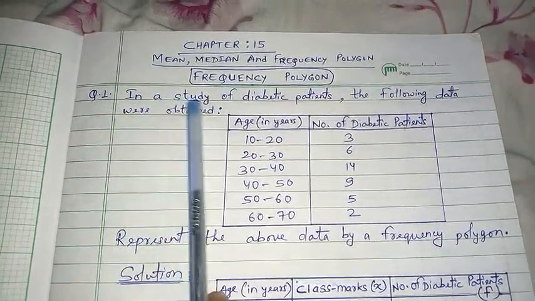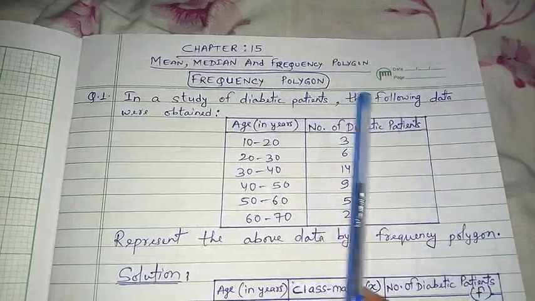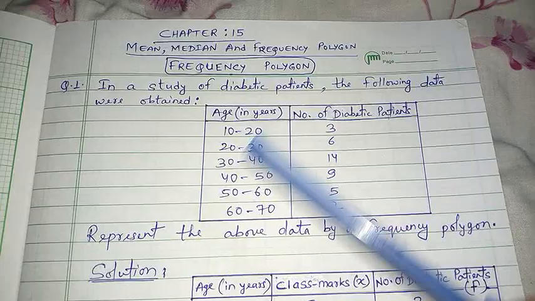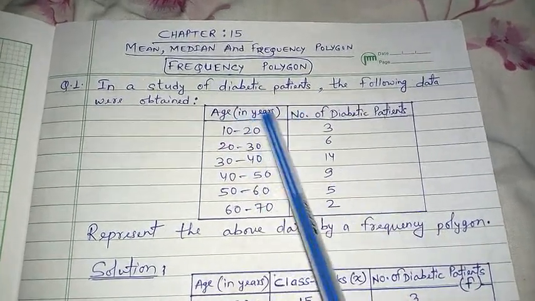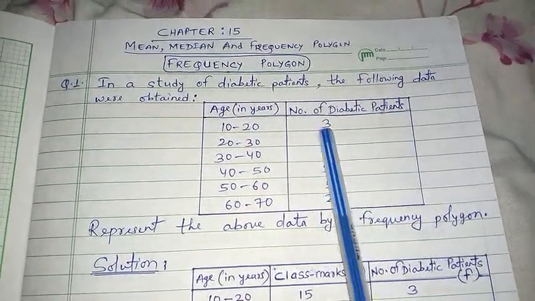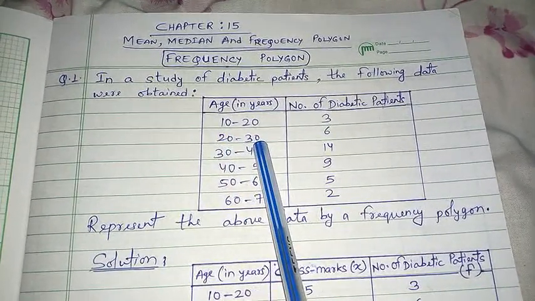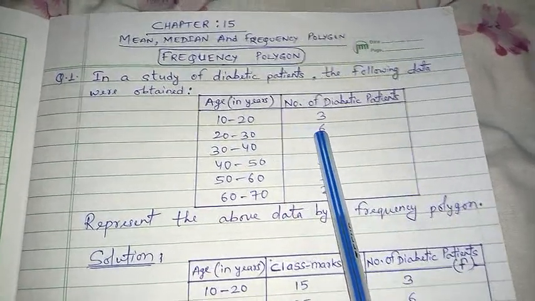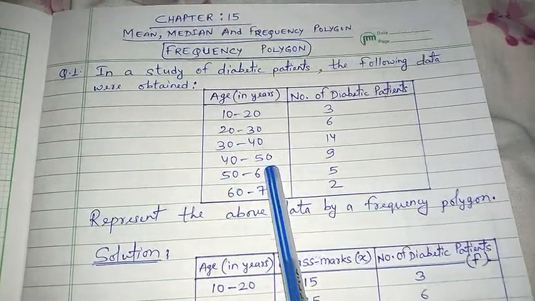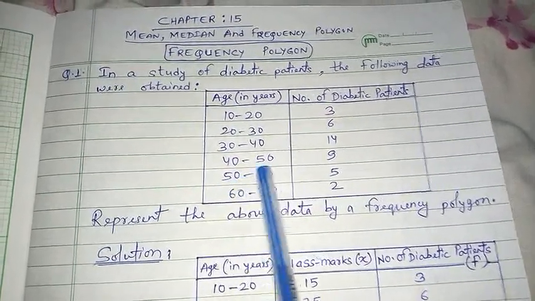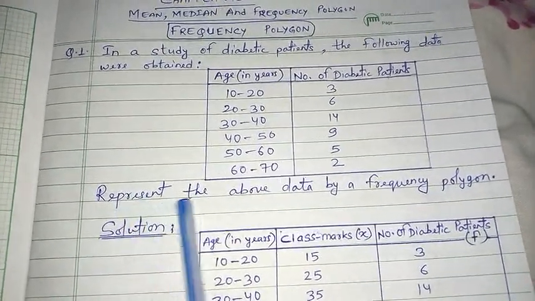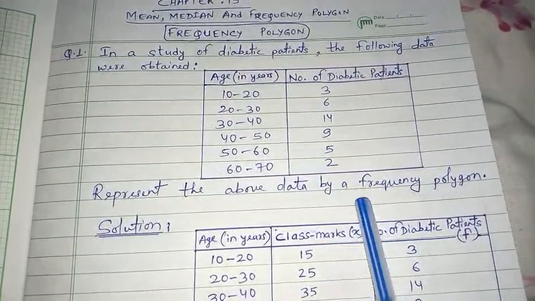Question number 1. In a study of diabetic patients, the following data were obtained. Age in years, 10 to 20 years, number of diabetic patients were 3. 20 to 30 years of age, diabetic patients number was 6. 30 to 40 it was 14. 40 to 50 years it was 9. 50 to 60 it was 5. 60 to 70 it was 2. Now the question is, represent the above data by a frequency polygon.